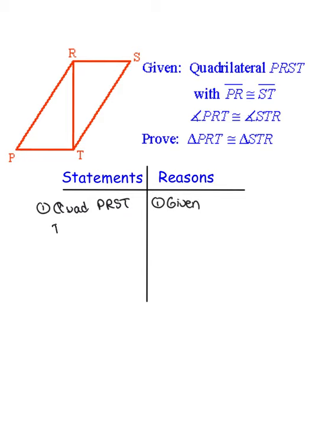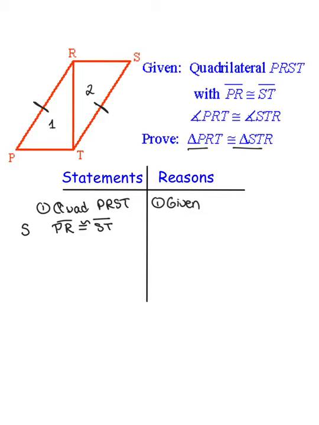I am told that PR is congruent to ST. That's also given, so I'm going to leave it in step 1. I'm going to mark my picture, PR and ST. That gave me a side of each of the triangles I'm trying to prove. I'm trying to prove, let's call this 1 and call that 2, that triangle 1 is congruent to triangle 2.